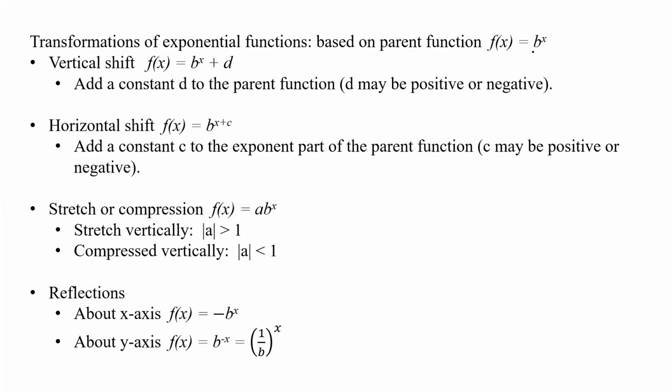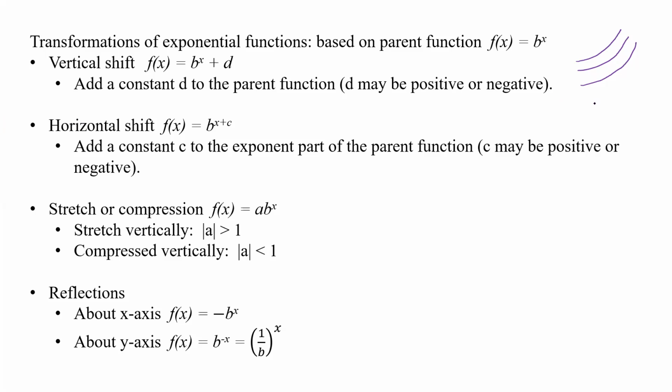So that's going to be our base function. And what we can do is take b to the x plus d, and that's going to give us a vertical shift. Now, our d can be either positive or negative, and that's going to add a constant to the parent function. We're going to move up or down. So if our original one was like that, then if we add, we'll go up here, and if we subtract, we'll go down here. We're just going to go up and down depending on where we were.